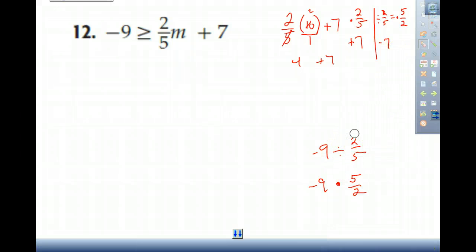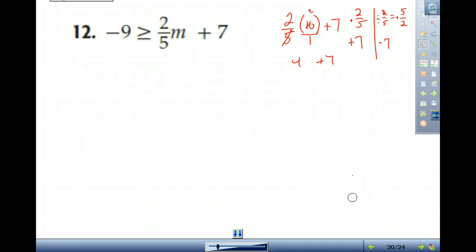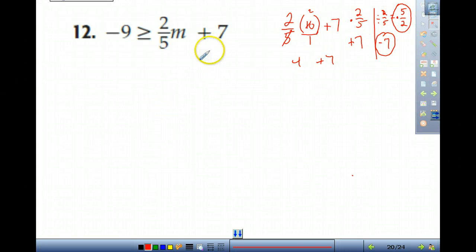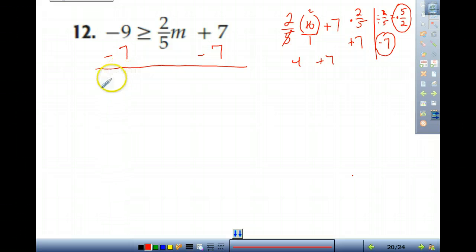And one little catch on that. Now we have our steps. First I'm going to subtract 7, and then I'm going to multiply by 5 over 2. Here we go. Subtract 7 both sides. What do we get here? Negative 6.